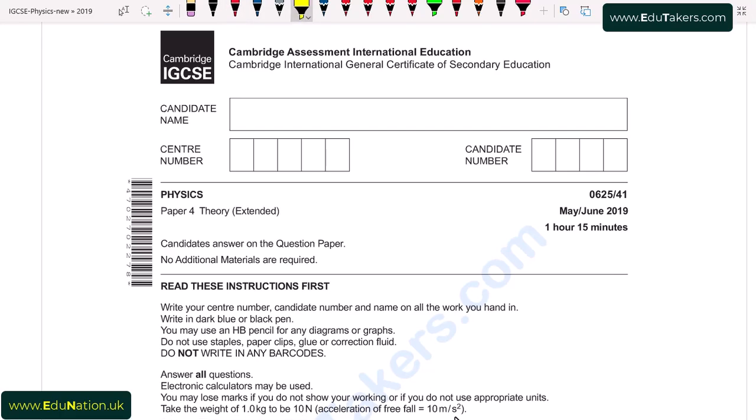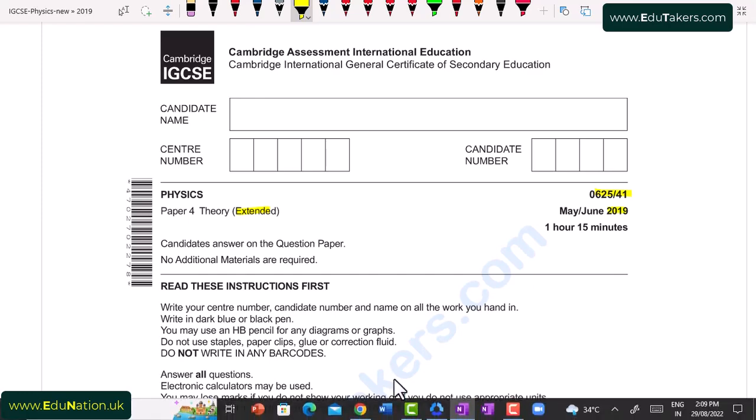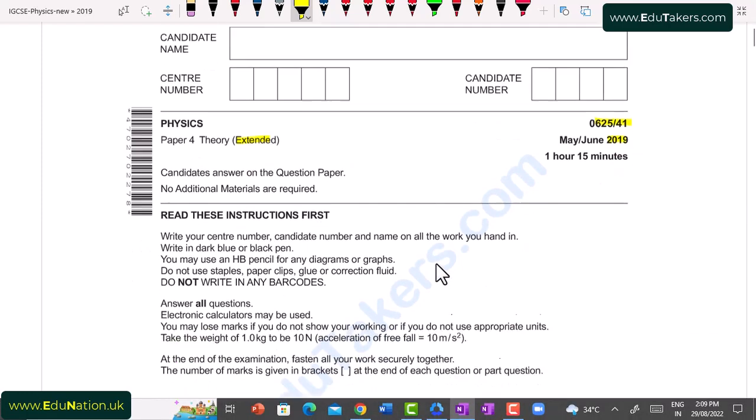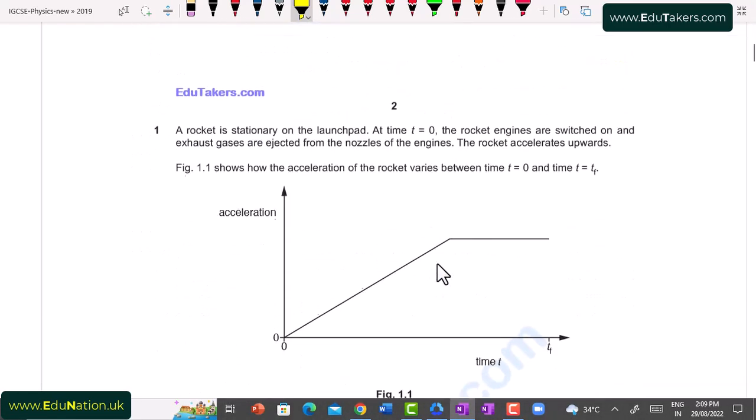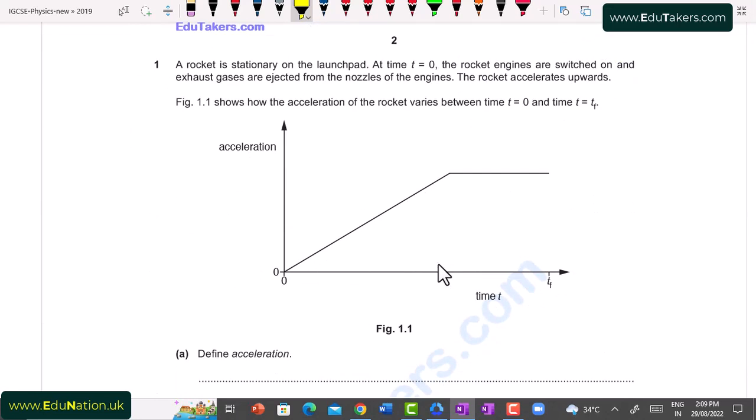Today we are going to solve Cambridge IGCSE Physics Paper 4 Theory Extended. Paper code is 0625 with variant 41, held in May or June 2019. So let's start from question number 1. Question number 1.